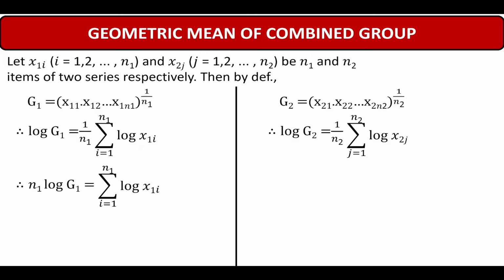Similarly, we get the value of G2. G2 is equal to x21 into x22 and so on up to x2n2, the whole raised to 1 upon n2. Now taking log on both sides as we have done earlier, we get log of G2 is equal to 1 upon n2 summation of j equals 1 to n2 log of x2j. And therefore n2 log G2 is equal to summation of j equals 1 to n2 log of x2j. We'll label these two equations as equation 1 and equation 2.